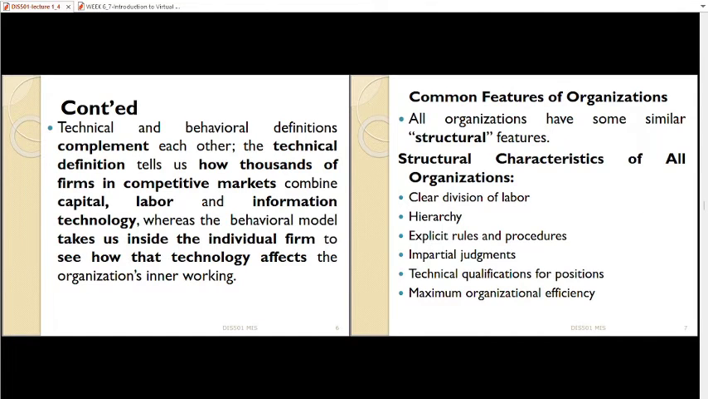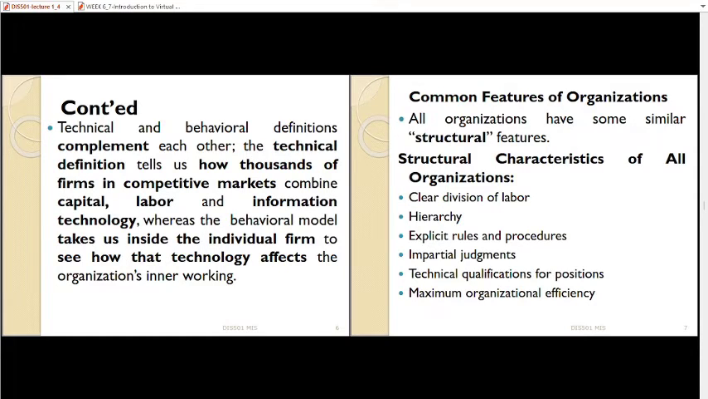So we would have common features of organizations such as clear division of labor, that is structural characteristics, because when you're looking at structural characteristics, it is something that we can basically observe, or sometimes it can be abstract, but in most cases it's clear, such as clear division of labor. There is what you're supposed to do, and that is why you have this particular title as per the job description that you're given.